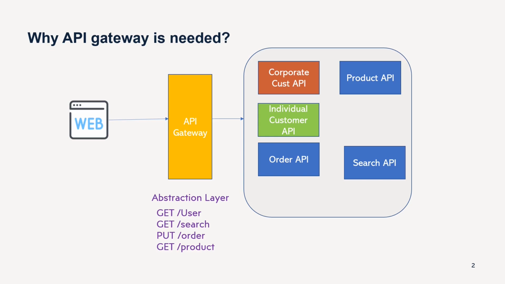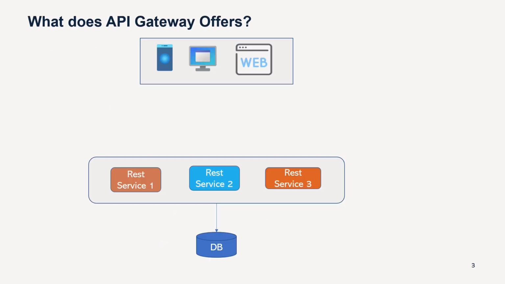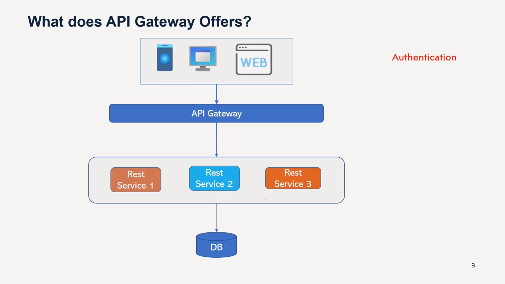So now let us understand what other capabilities API gateway provides us, what are the capabilities we use it for in our application. So for example, you have a client like mobile, desktop, or a browser on the UI, and you want to access the various services in the backend, like REST services which are consuming from the database, right? So what you will do, you will add an API gateway in between them. This API gateway will provide many capabilities such as authentication, authorization.